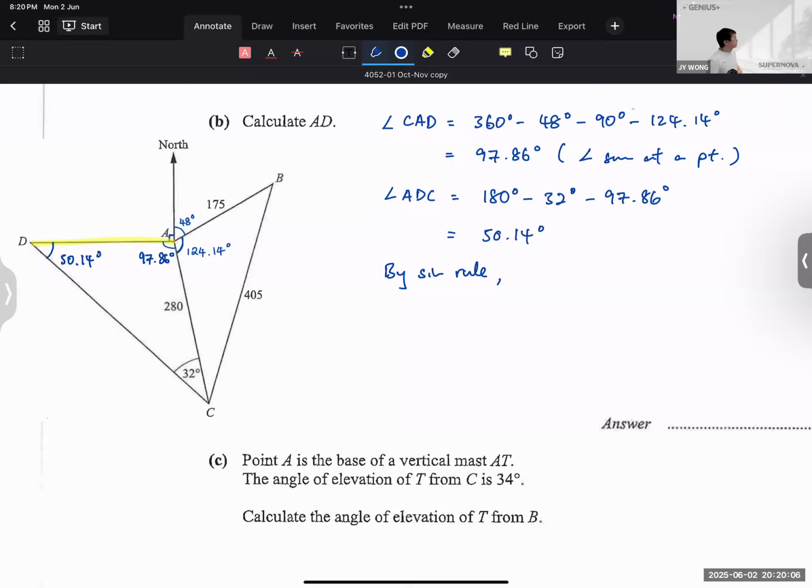Sine rule application: you can put the angle on top, or you can put the length on top. What should you put as the numerator? You put whatever you want to find. I have students put the angle on top, then they put the length below, and then when they cross multiply, somehow, some way, they cross multiply wrongly.